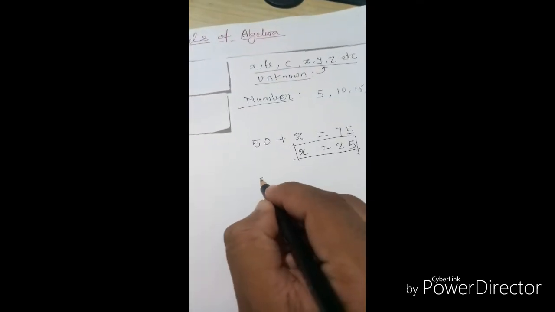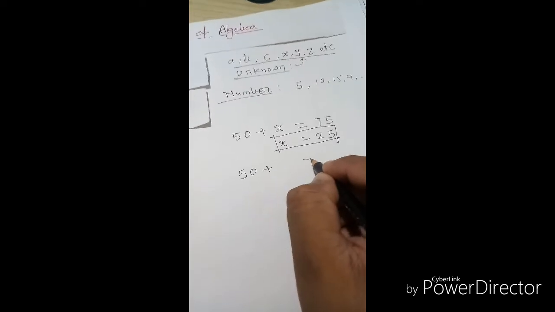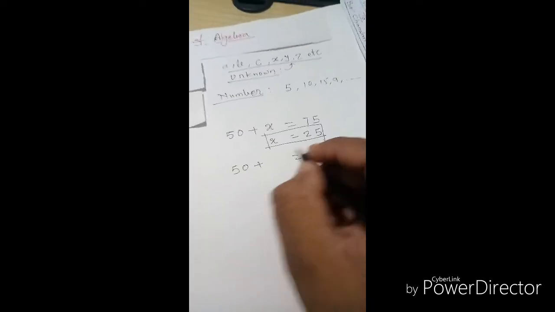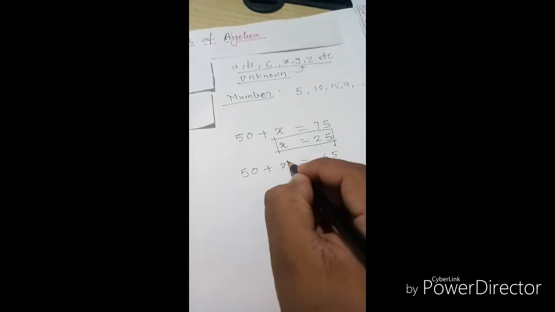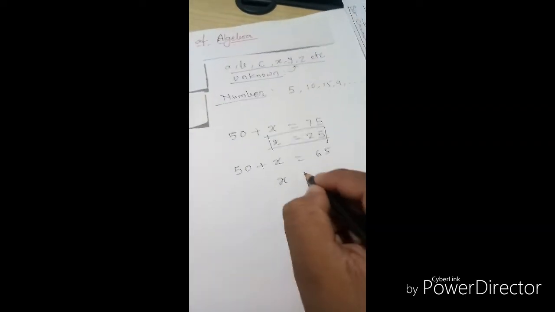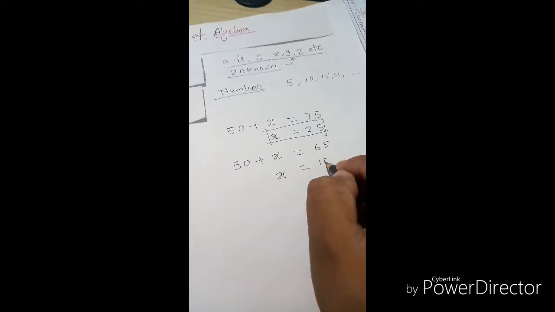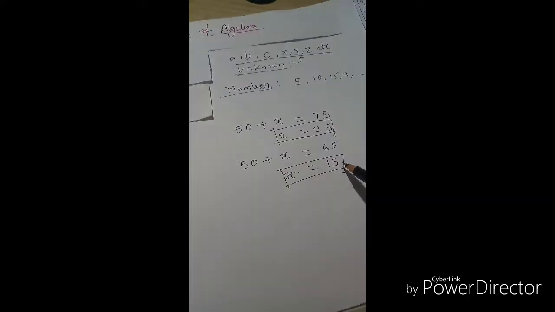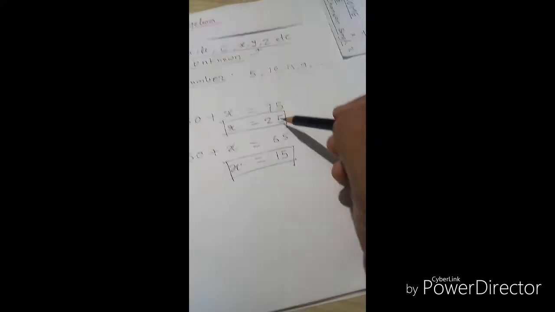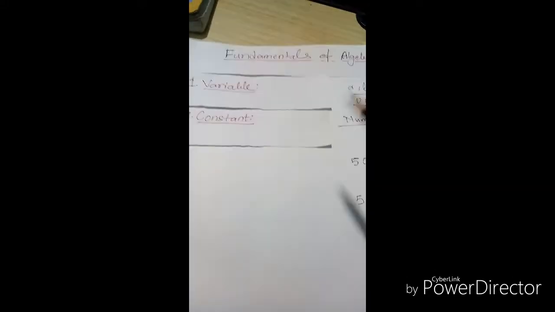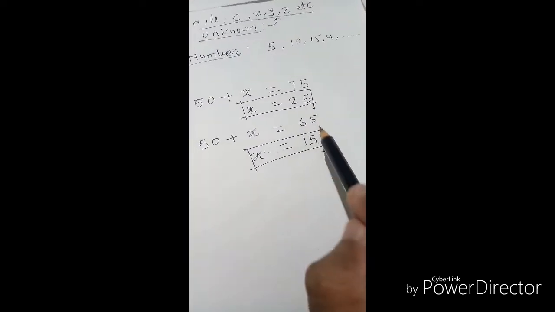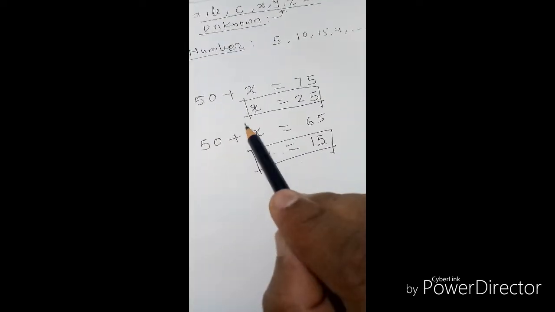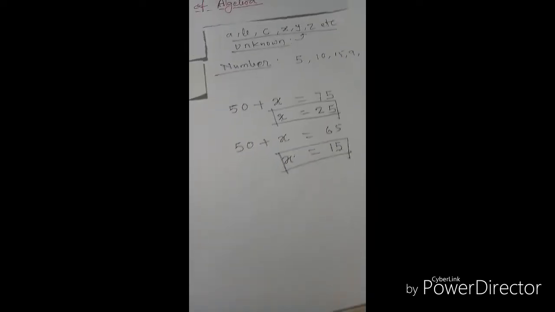But if I ask you again, what will you add to 50 to get the answer 65, I assume that number to be X. Now here I will get a different X value, which is 15. Now my X is taking different values, right? That's why I said it's called a variable. A variable means it can change, it can vary, and here X is taking different values. I hope you are getting this.